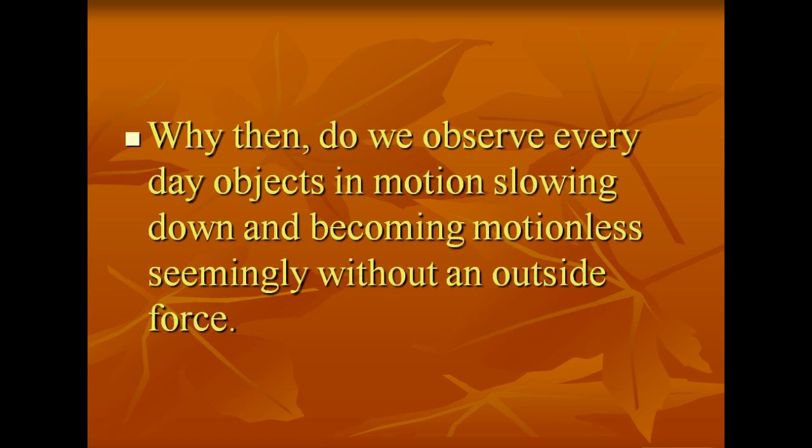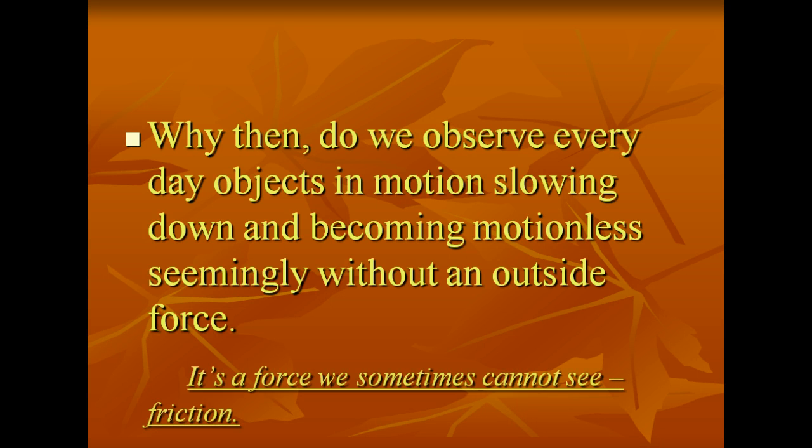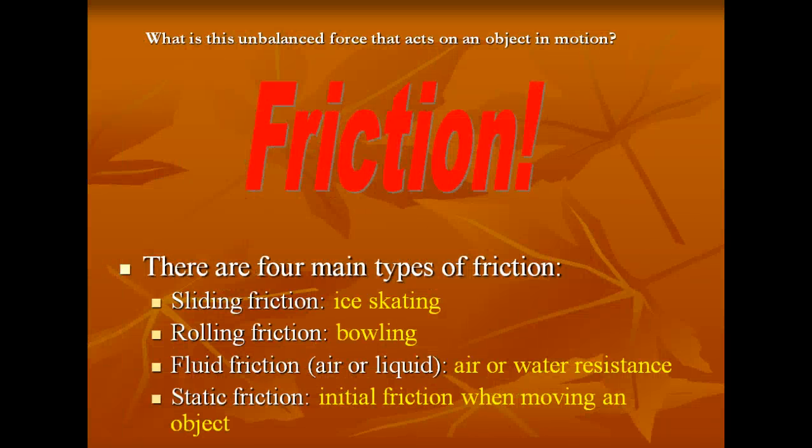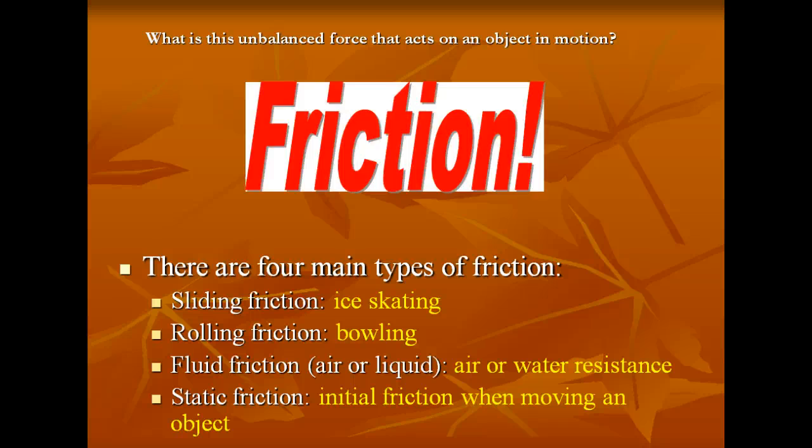So why then do we observe everyday objects in motion slowing down and becoming motionless seemingly without any outside force? And the answer to that is friction. Friction is what slows things down because surfaces are always in contact with each other, and when they're in contact there's friction between them. So here we go. That unbalanced force is friction, as we said.